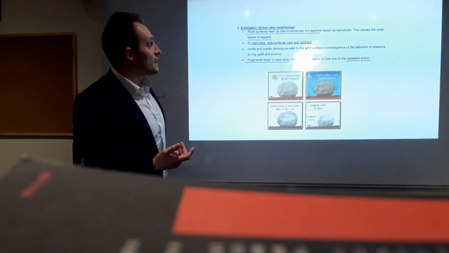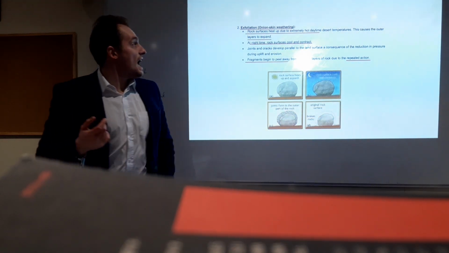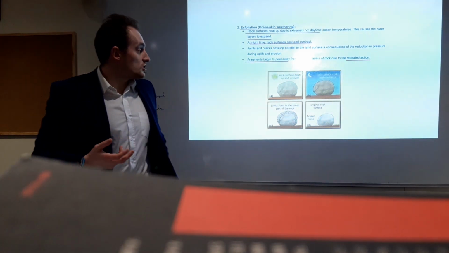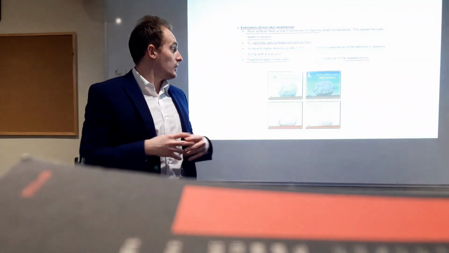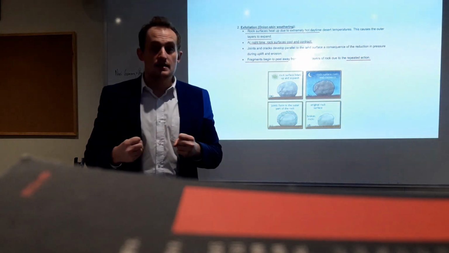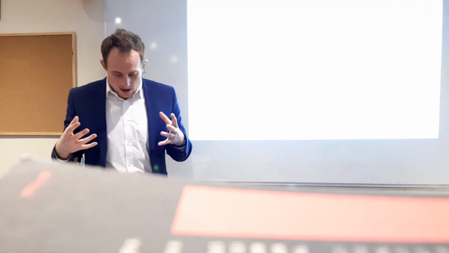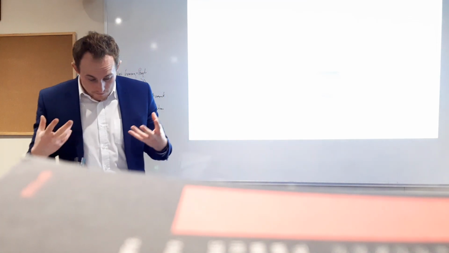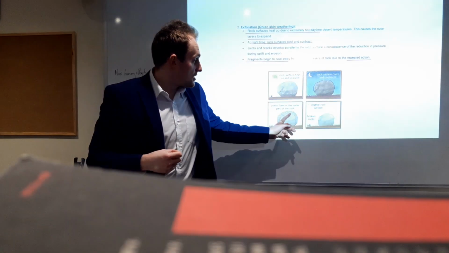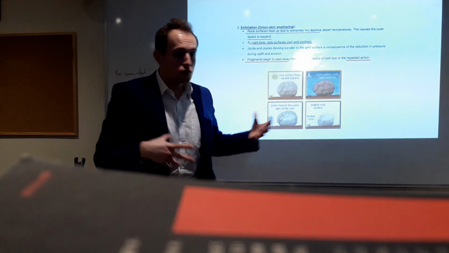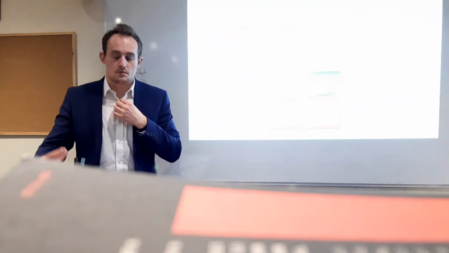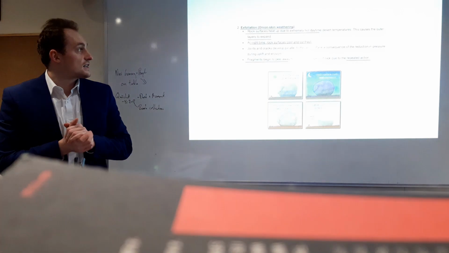So that, in real basics, is freeze-thaw weathering. The second is exfoliation or onion skin weathering. What this means is the rock surface heats up and expands during the daytime, and at night time it cools and contracts. Over time more and more cracks begin to appear, and eventually the rock breaks down, becoming smaller and smaller. So that is exfoliation or onion skin weathering.